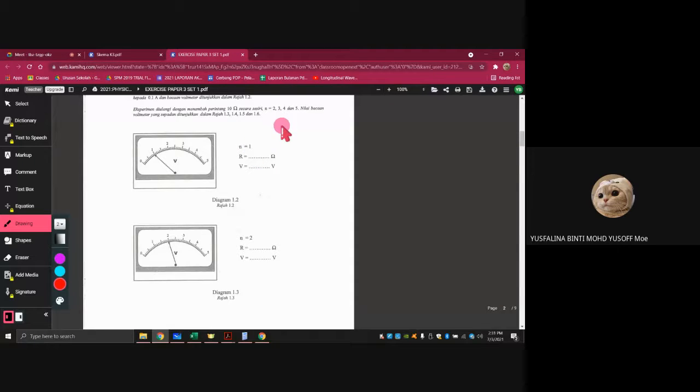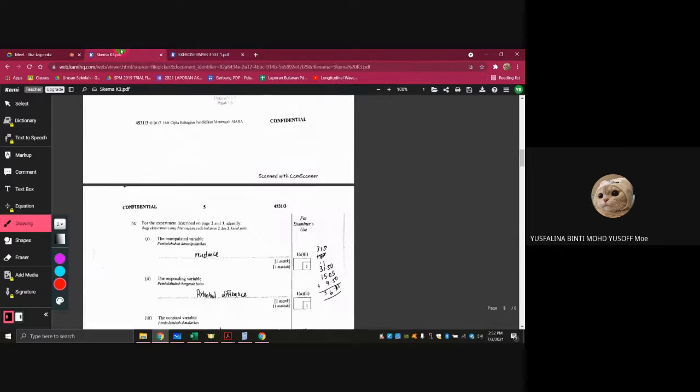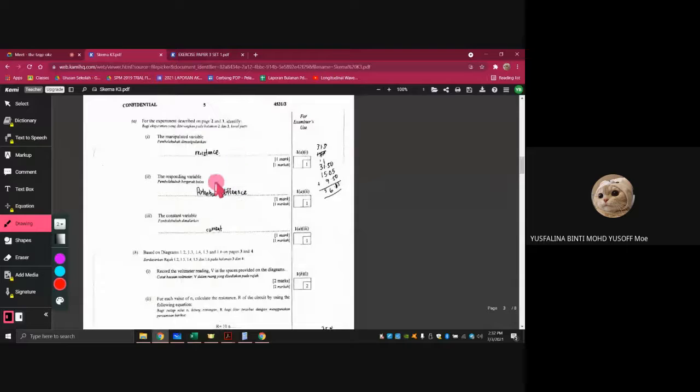N is 2, 3, 4. So if you want to find R, you have to multiply, right? Let's say this is 5, you get 50; 2 times 10 is 20, right? The formula is already given to you: 10 times N. So this should be the resistance. The V you have to read from the diagram, from the voltmeter. So this is the resistance, and the responding variable is the potential difference.